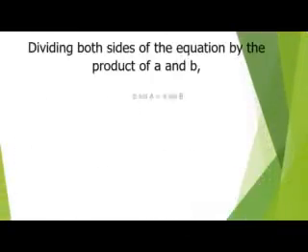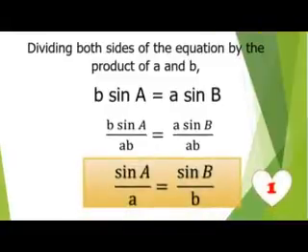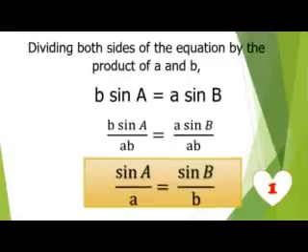Step 4. Dividing both sides of the equation by the product of a and b, we have, copying the equation, b sine A is equal to a sine B. Dividing both sides by ab, we have sine A over a is equal to sine B over b. Take note, this will be our equation number 1.